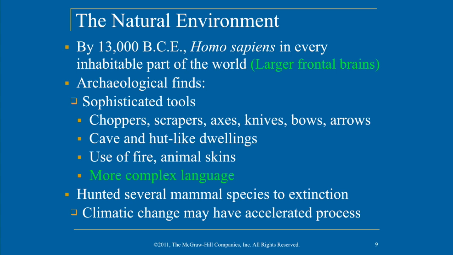They developed in cave and hut-like dwellings, so they would find a small cave to protect them from the elements, whether the rain or the sun, and they had hut-like dwellings which were more pop-up, and they were able to develop basically things that would protect them from the elements. They were able to use fire and even animal skins to protect themselves from their environment.